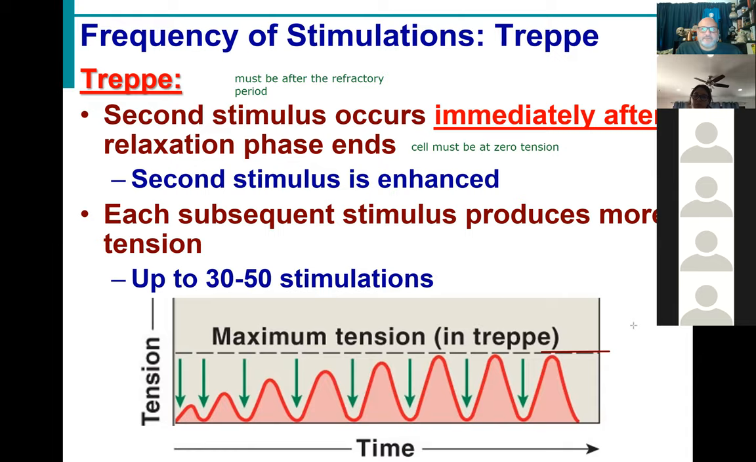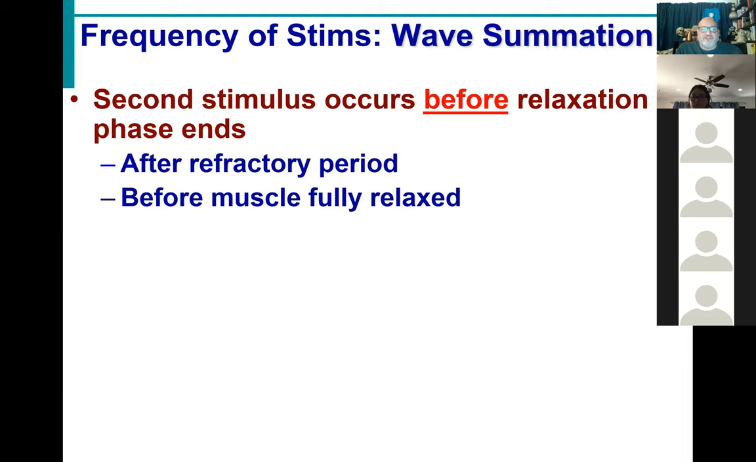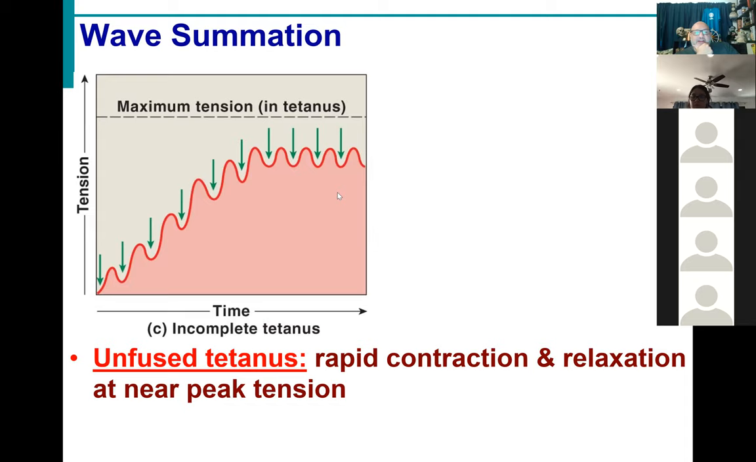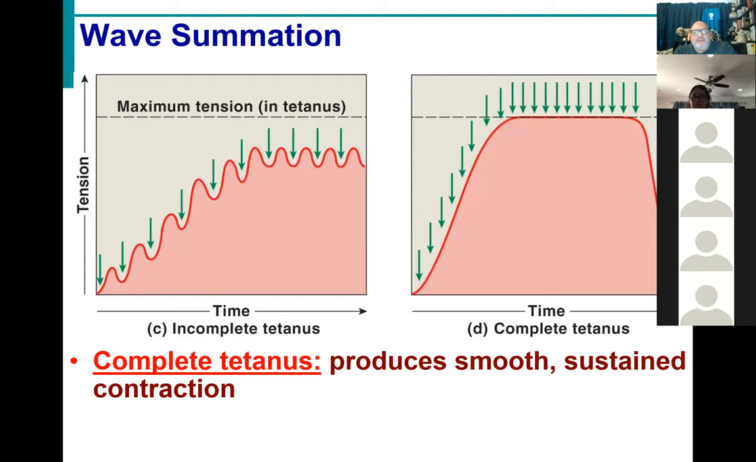And we don't have to wait till the tension reaches zero. If we stimulate it before the tension reaches zero, after the refractory period, then we can add the waves together. Wave summation. Again, in most cases with most muscles, we get to that unfused or incomplete tetanus, where we get those undulations in contraction and relaxation tension near the peak, producing that wavering and sustained contraction. But we also have the ability to produce, if needed, a complete tetanus, a smooth, sustained contraction at peak.